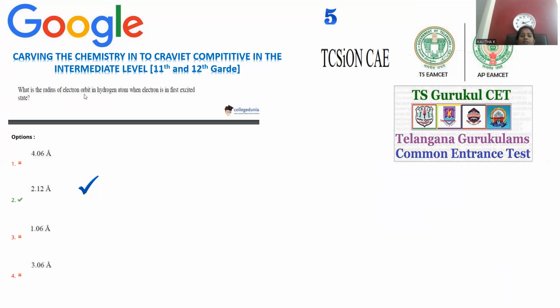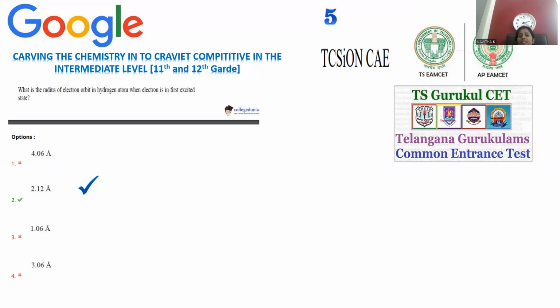What is the radius of the electron orbit in a hydrogen atom when the electron is in the first excited state? This question comes purely from atomic structure. Atomic structure is the most important concept and a very introductory topic in intermediate chemistry, and it relies purely on problem practice.